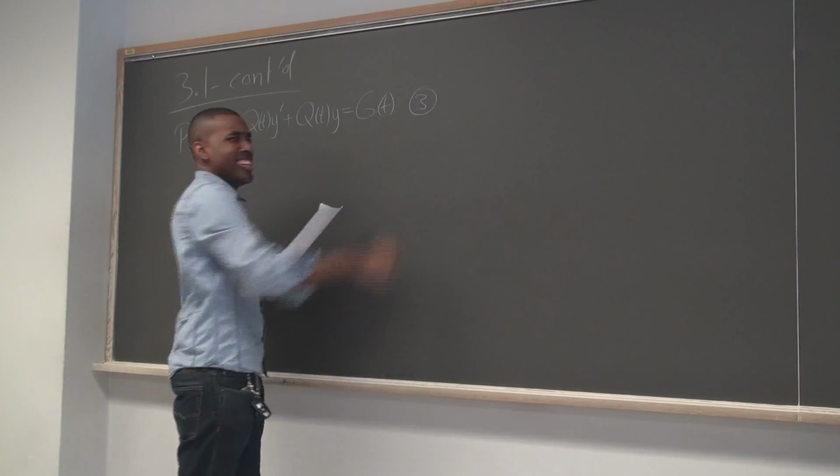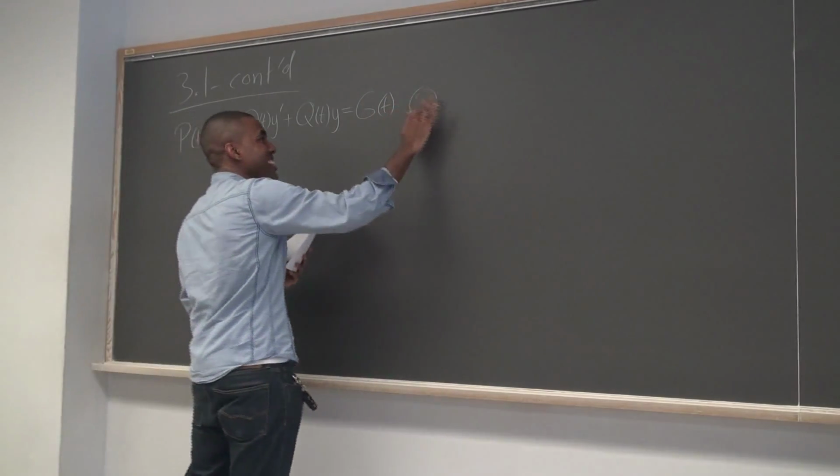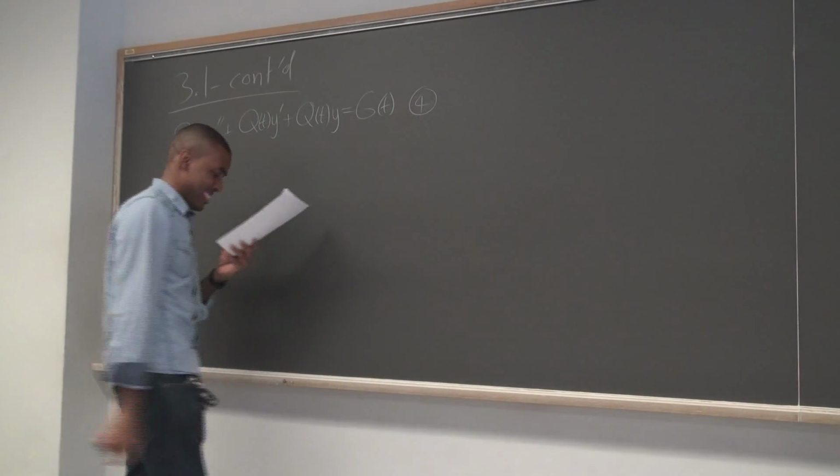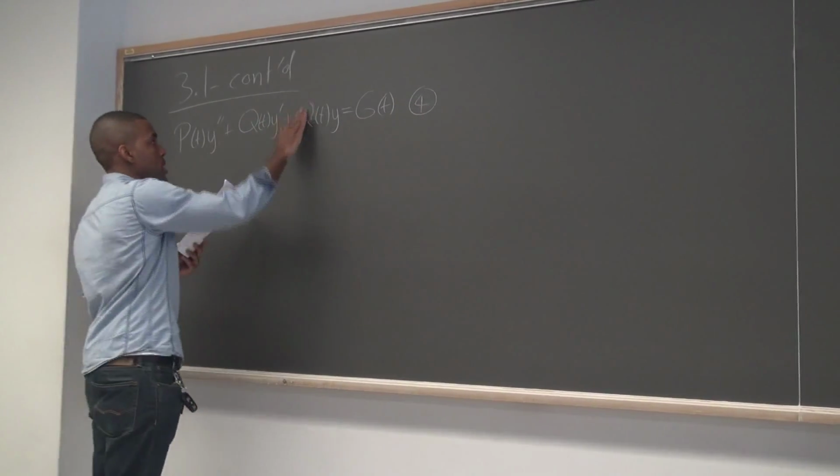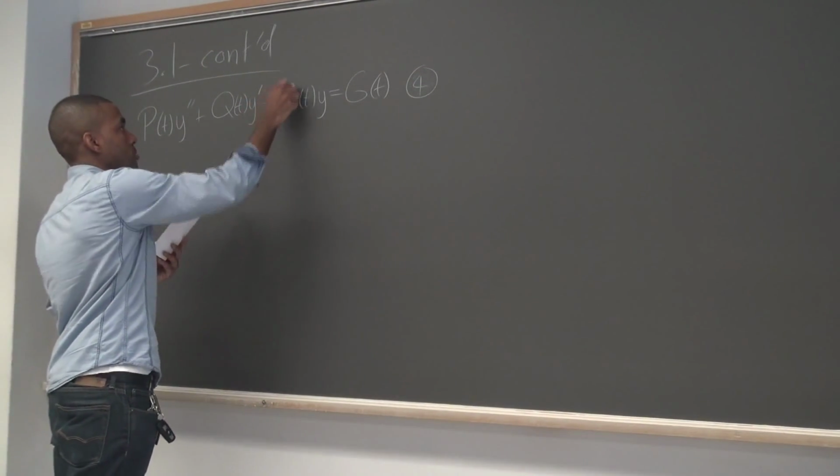Yeah, of course, right? Well, she's right. Is that supposed to be Q of t twice? This is supposed to be R.